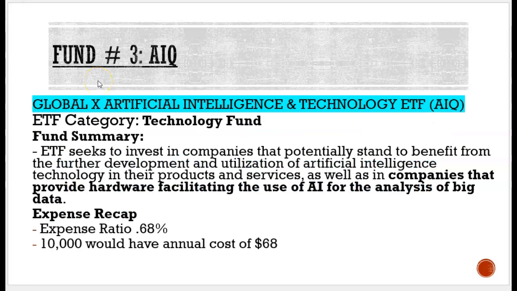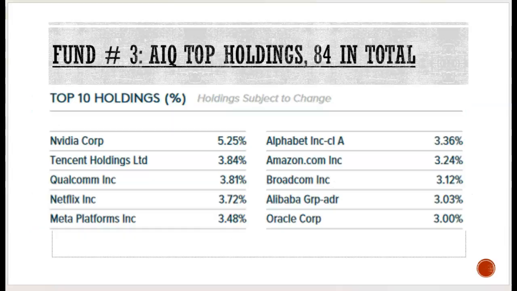Okay, our third and final ETF of this review. This one is the Artificial Intelligence and Technology ETF that goes by a ticker of AIQ. Fund category is technology, and this one is seeking to perform companies that provide hardware and facilitate the use of AI for all of its analysis and big data. So very, very, very focused here, clearly. What do we get for that? Expense ratio of 0.68. And that gives us annual expenses, if you had about $10,000 invested, about $68 per year.